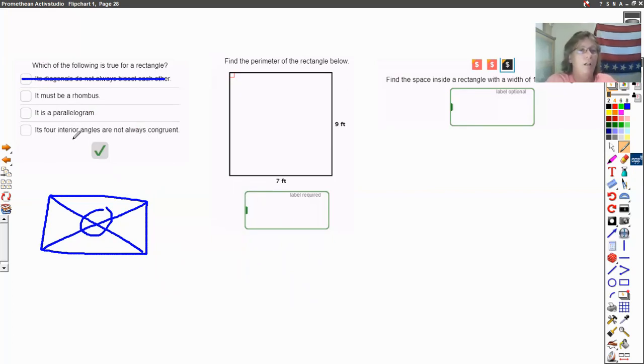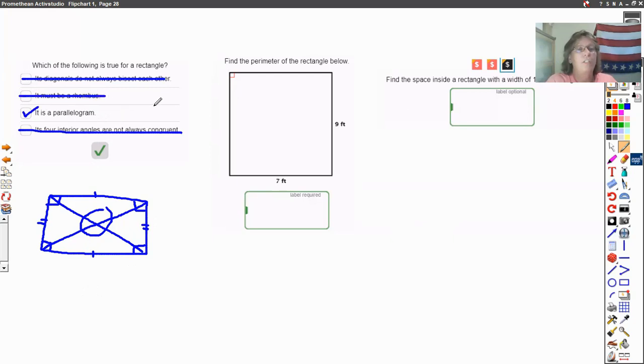The actual definition of a rectangle is that we have two sets of parallel lines that meet at perpendicular lines, which create 90-degree angles. So the interior angles of a rectangle are all exactly the same, all four of them. So we know that's not true. It must be a rhombus. I don't know if it must be a rhombus, but it is a parallelogram. And a parallelogram is just two sets of parallel lines that intersect and create a shape. And so a rectangle is a special parallelogram. So this would be the correct answer.